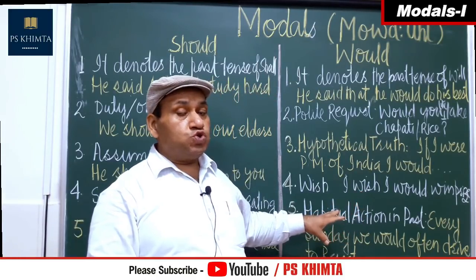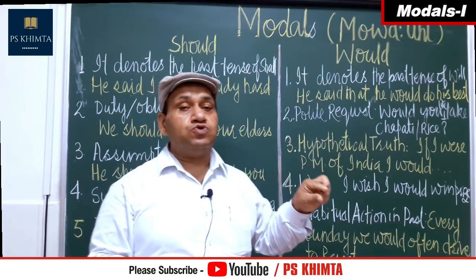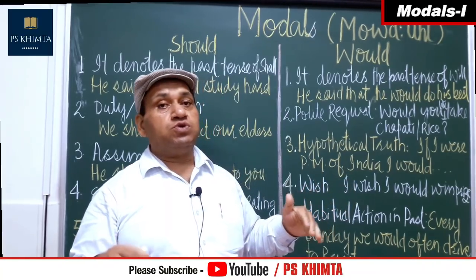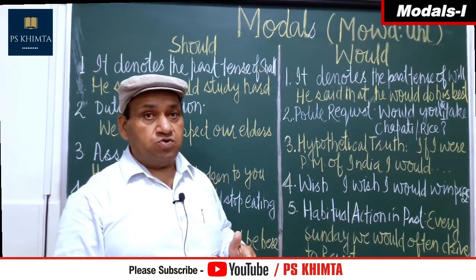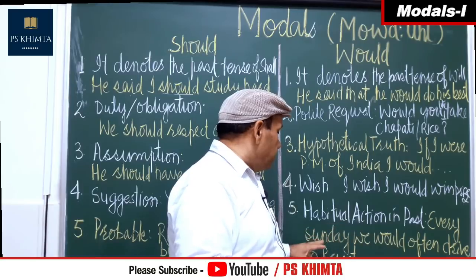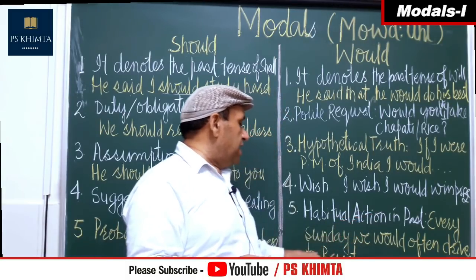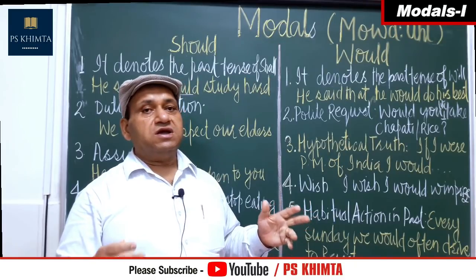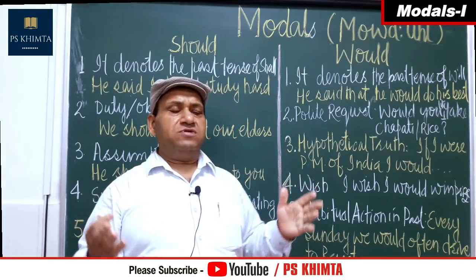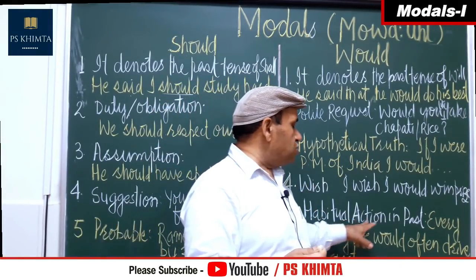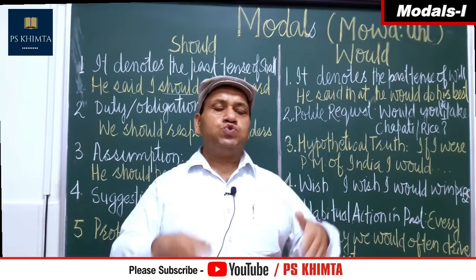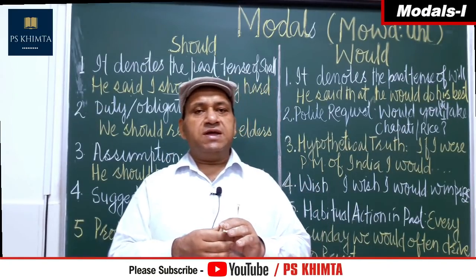Then habitual action in past. This is also used. I used to work hard in my childhood. I used to climb mountains in my childhood. So here it is different. Habitual action in past: every Sunday we would often drive to a resort. Every Sunday we would drive to a resort often. So he is using here habitual action in past. This was our action: every Sunday we would always go to our resort to enjoy life.